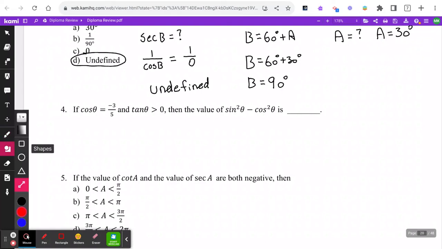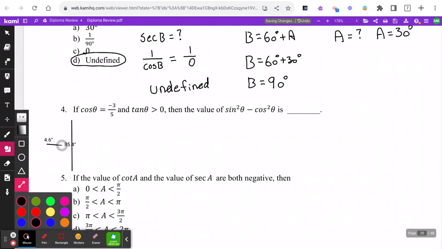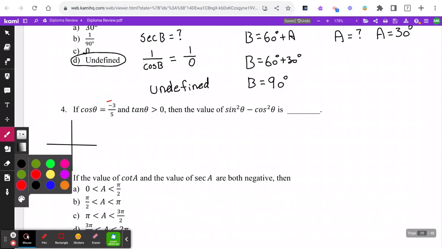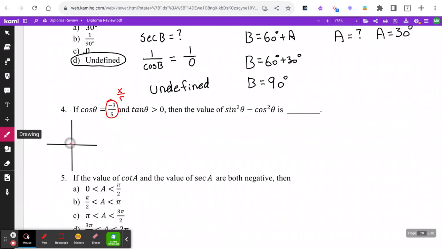All right, building our triangle. Do a little sketch here. They said that cos equals this. Oh, that's not a pen. Cos equals this guy. Well, cos is x over r. That means I have an x value of -3 and a radius of 5. That can be built in 2 places. It can be built here. That would have an x value of -3 and an r value of 5.